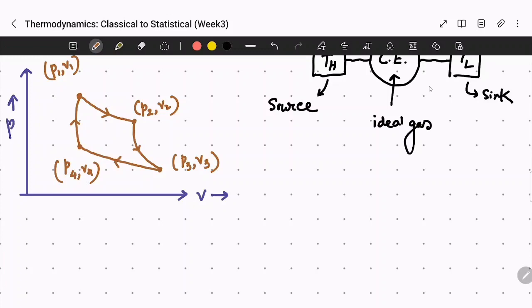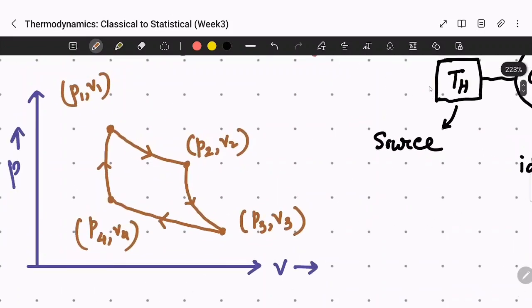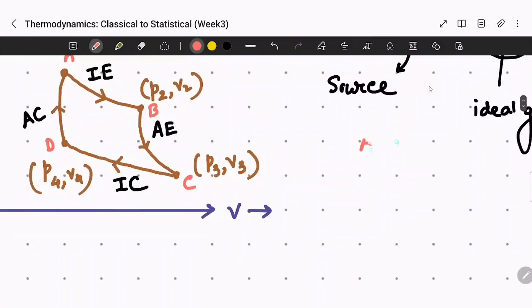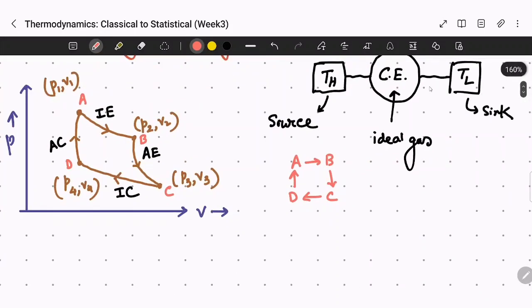So there are four steps involved. The first is isothermal expansion, next is adiabatic expansion, then isothermal compression, and adiabatic compression. Let me also define the names: this is state A, state B, state C, state D. So the overall cycle runs from A to B to C to D. This is a cyclic process. This is our overall mechanism, the steps involved.